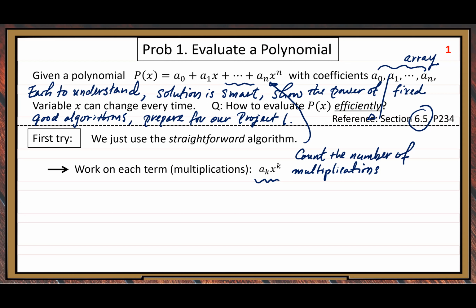So here, counting in Discrete Math 3000, the prerequisite for this class, the background knowledge you need, is how to do the counting. Can you recall some counting technique you can use? How do you find the number of multiplications in order to calculate this typical term?